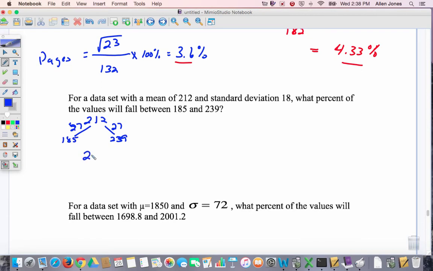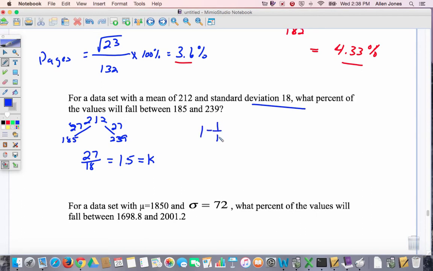What I want to do next is convert that distance to a number of standard deviations. So that distance is 27. From up here, my standard deviation is 18. So I'm going to divide this by 18. In other words, 185 and 239 are 1.5 standard deviations away from the mean. That number of standard deviations is our k in Chebyshev's theorem.